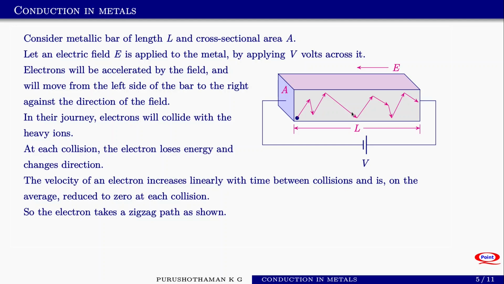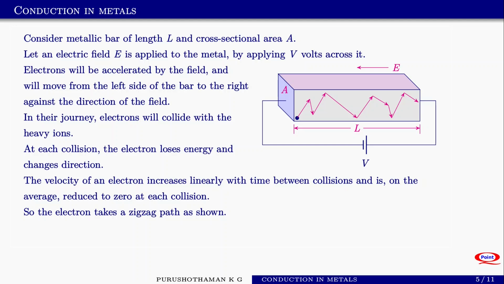So the electron takes a zigzag path as shown here. The path of the electron is not a straight line. It is a zigzag path because of these collisions. So the electron will undergo some impedance or some block from moving from left to right. That is the reason for the resistance of the material.